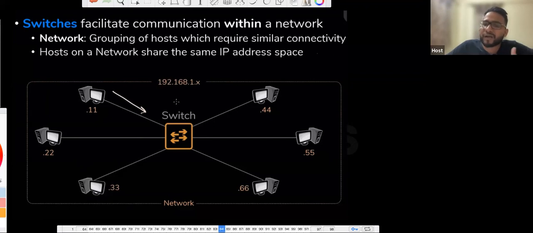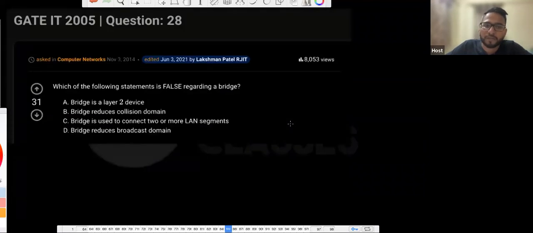But switches or any device like a switch or hub, whatever we have studied till now, do not divide the network. This whole thing is just one network. The moment you place a router, it will divide the network. So let me probably go to the router, or maybe before that we can solve one simple question.